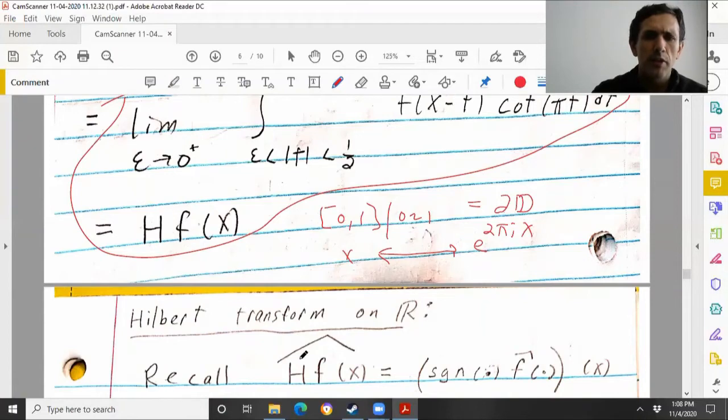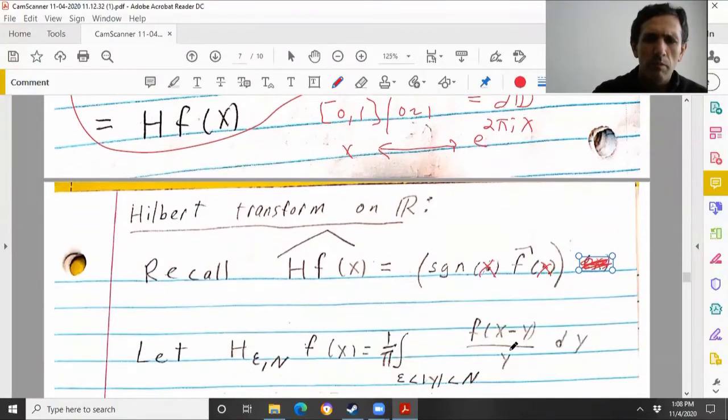Just the Fourier transform of the Hilbert transform is basically, by definition, the Fourier transform of f except for a sign. So it's maybe a bit silly. Sign of x times f hat of x. Okay. All right, so we're going to work backwards.